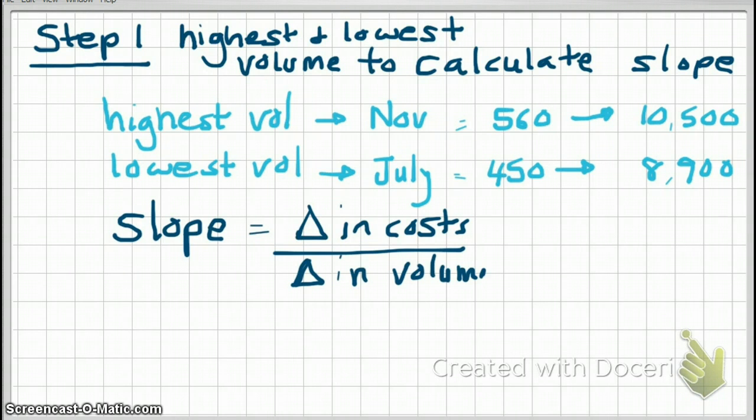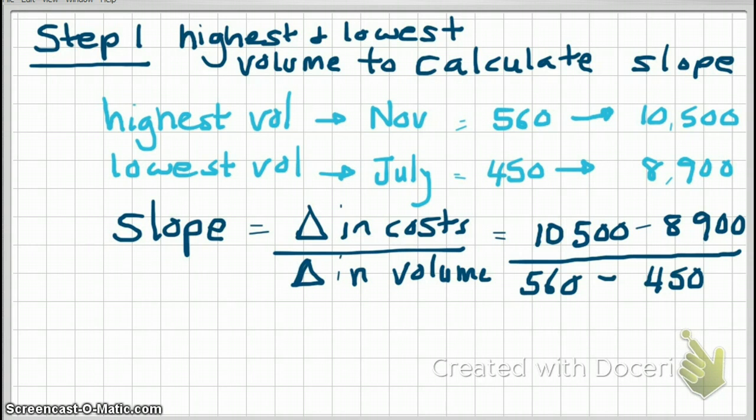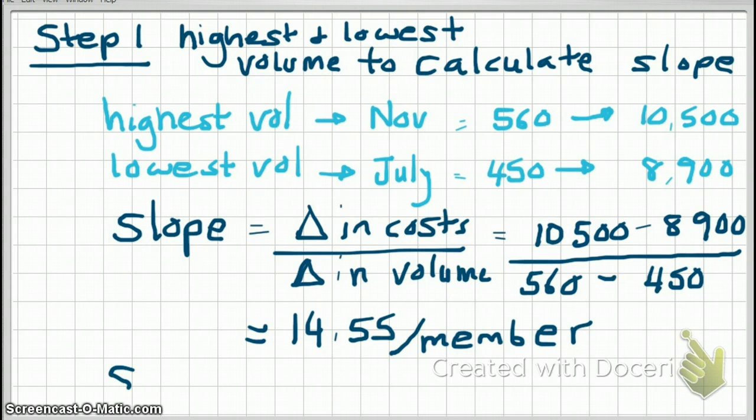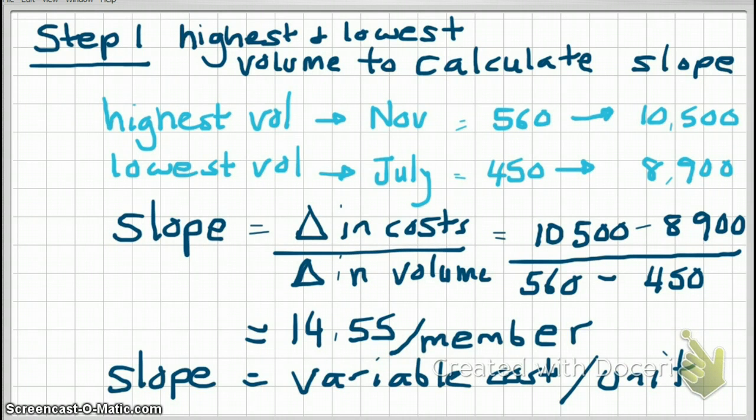Slope again is equal to change in cost divided by change in volume. You know that your change in cost is 10,500 minus 8,900, and your change in volume is 560 minus 450. That gives you your slope to be equal to $14.55 per member. And remember, your slope is the variable cost per unit.